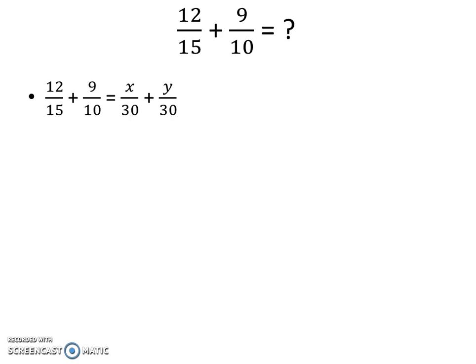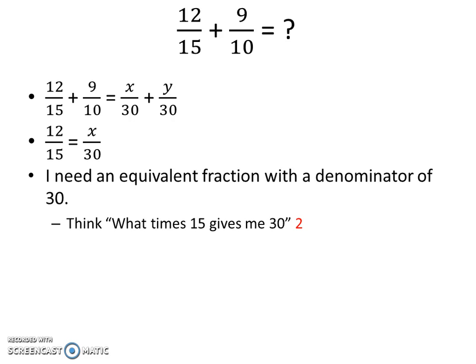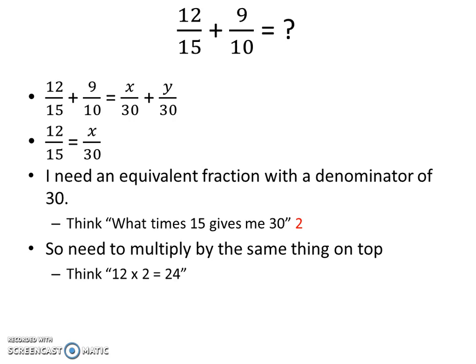So what I need to think about is I need to change these fractions so that they have a denominator of 30. So if I want to scale up 12/15 to have a denominator of 30, I'm going to think, well, 15 times what gives me 30? So I need an equivalent fraction with a denominator of 30. So 15 times 2 is what's going to get me 30.